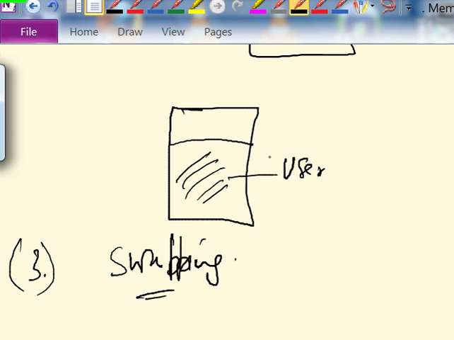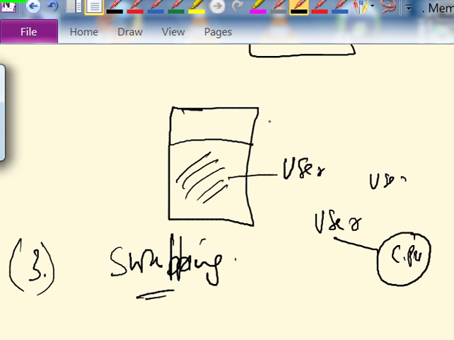For example, this is your CPU, and one user is using it. Now there are many users who want to use it: user 2, user 3. They also want to use the CPU. But user 1 is hogging the CPU this time. And maybe user 1 got input-output, suppose it wants to do input or output, which takes 1 hour or 2 hours.